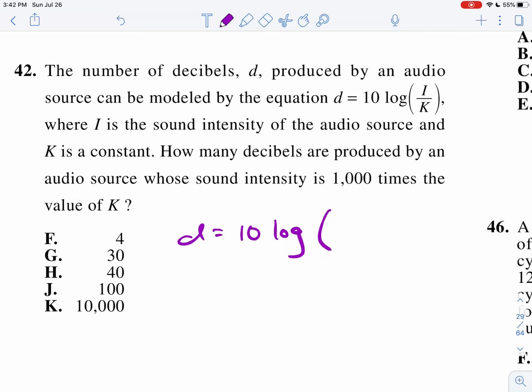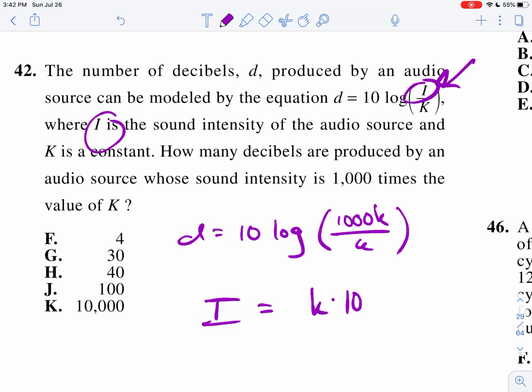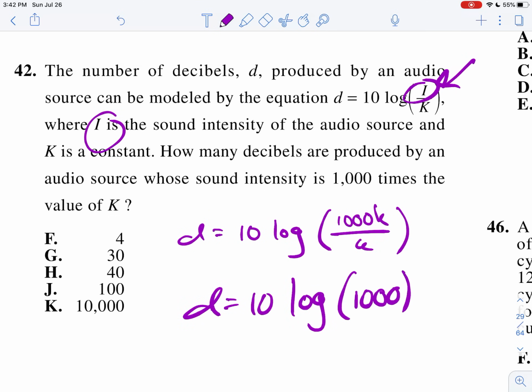1,000 times the intensity is 1,000 times the value of K. So you basically have 1,000 K divided by K, because I, in this case, this I up here, is equal to K times 1,000. It's the original K, just the same value, but times 1,000. That's what I is, okay? So you need to understand that relationship and write it out as an equation so you can solve this. Now this is clearly solvable because these K values just cancel each other out. So you're going to get D equals 10 log 1,000. And if you do this, you should get 30, I think.